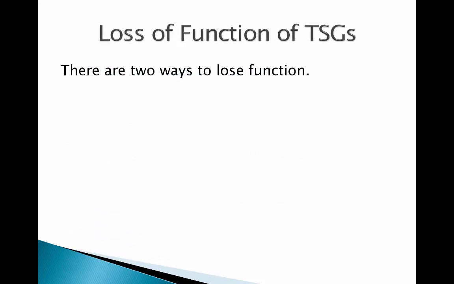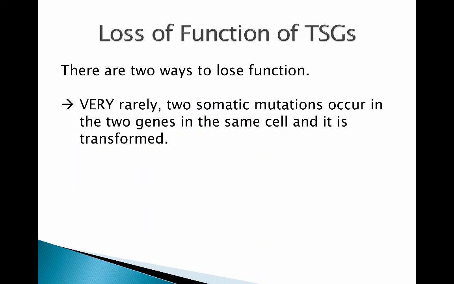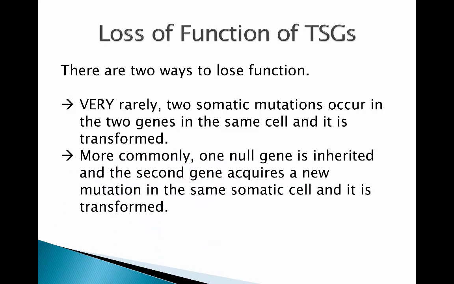So for the loss of function of tumor suppressor genes, there are kind of two ways. I mean, they're not really distinct ways, they're just different probabilities. Very rarely you'll get two somatic mutations in the same gene in the same cell. What this means is you were born normal, both your copies of the tumor suppressor gene that we're talking about here are normal. Somehow during cell division, both copies developed mutations that inactivate the gene. Now this is really rare, okay? More commonly, you inherit one bad gene from a parent. And then the probability of the second gene acquiring a mutation is much higher.